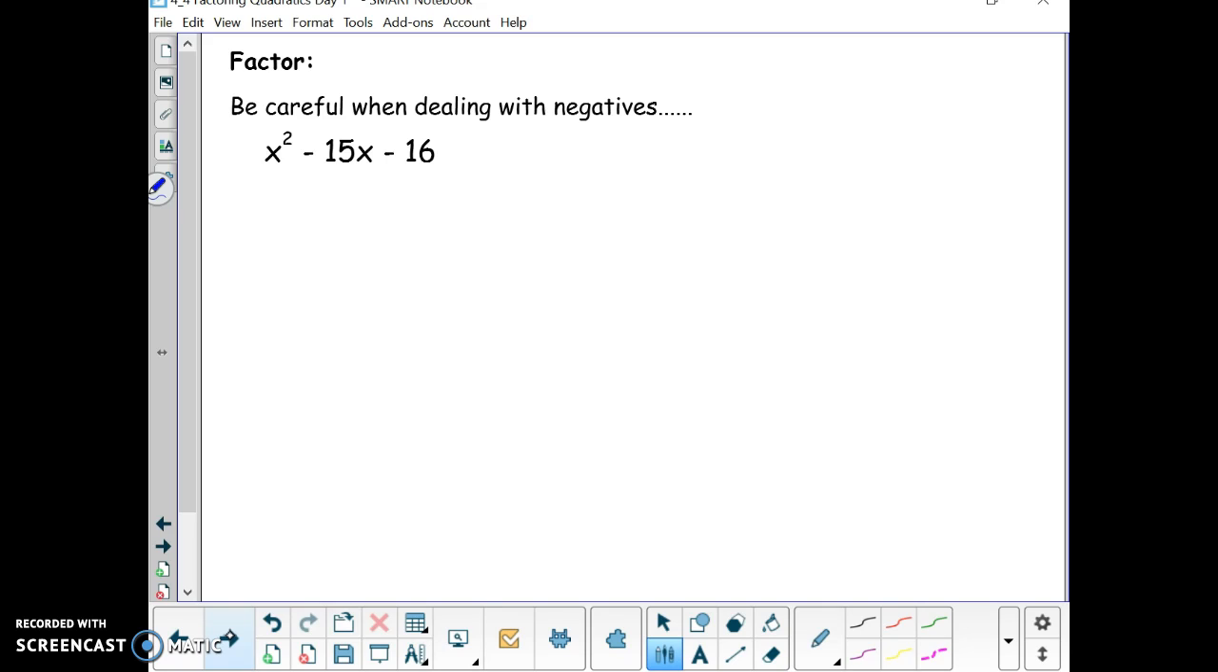All right, so more negatives, and I'm going to start to fly. I'm hoping you're getting the hang of this. x and x get the x squared. And then when it's -16, we need 1 negative and 1 positive. I think right away, if we use 1 and 16, and we make the 16 negative, that'll add up to -15. And they multiply to -16. So we have x plus 1 and x minus 16.